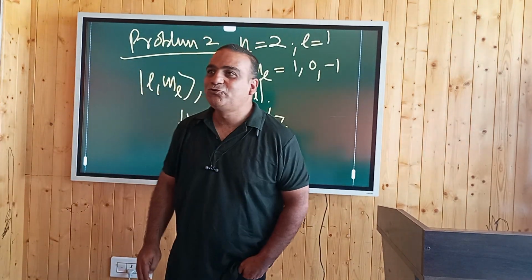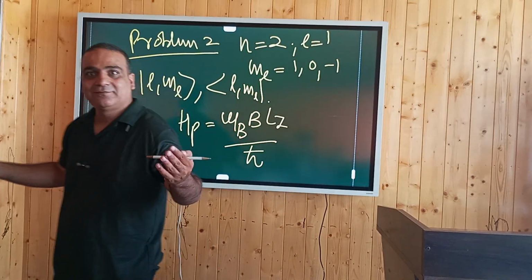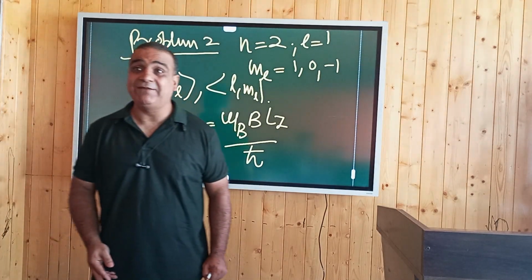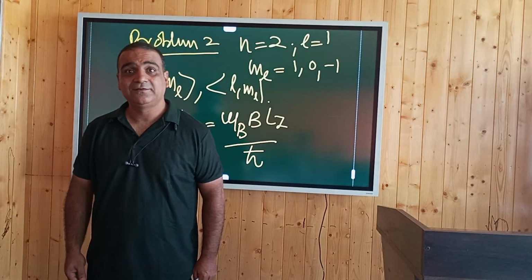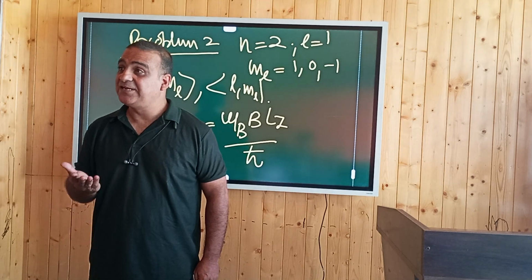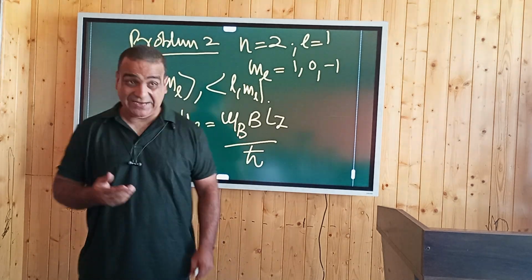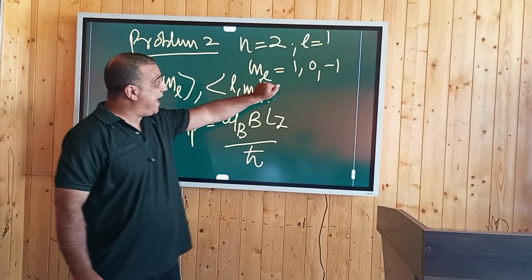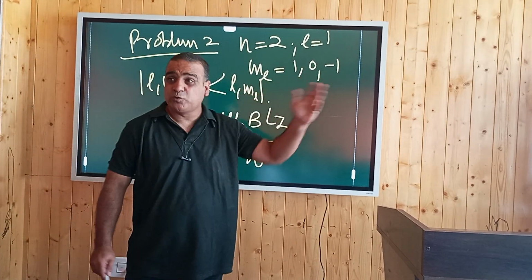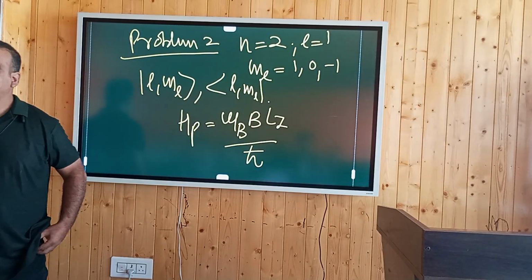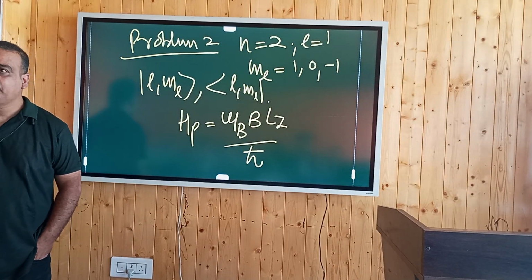Now I want you to, so what will happen? What will this perturbation do to your n is equal to 2 level? What will it do to that? It will lift the degeneracy. Because as long as your knowledge is concerned, this ML, 1, 0 and minus 1, they have the same energy. Are you getting my point?